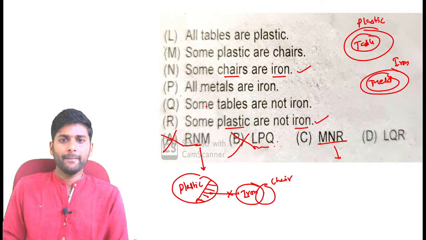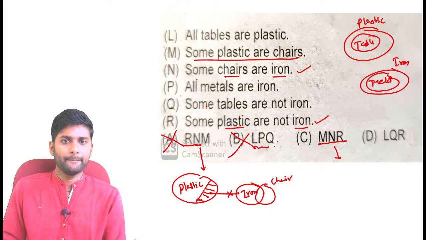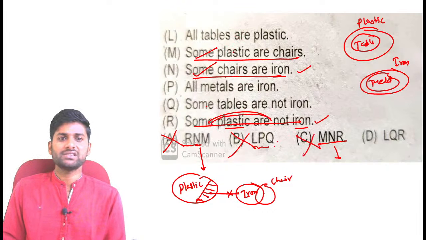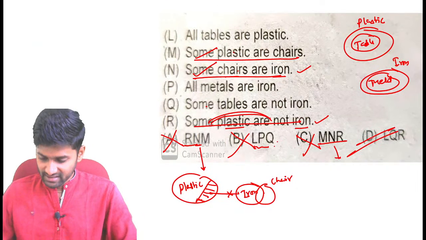MNR, guys. See, MNR. Here the statements are positive, we never get negative. Statements are positive, conclusions are also positive. So here positive is given, but they mentioned a negative. Definitely C also does not follow. So finally, D is the perfect answer, guys.